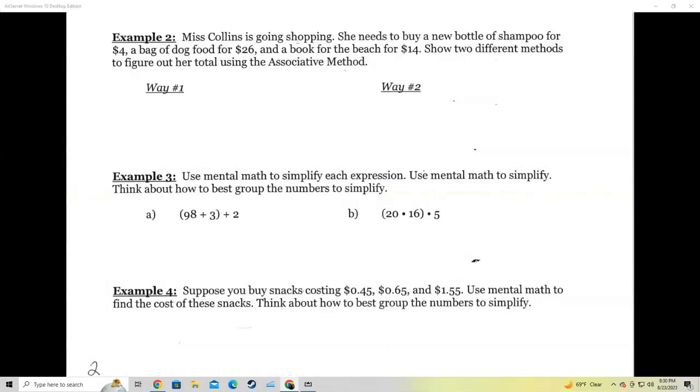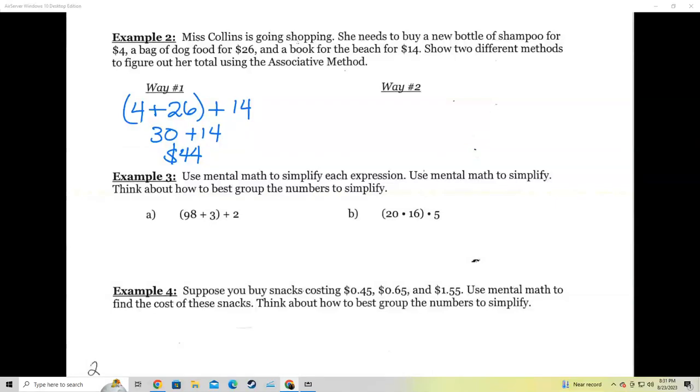The best way I like to think of this is like her going to 2 different stores. The first time she goes to the store, she's going to buy 2 items and then buy the last item at the second store. So on the first store, she's going to buy the shampoo for $4 plus the dog food for $26. That's at store number 1. Then she's going to go to the second store and finally buy the book. If I were to solve this, you got to do parentheses first. So 4 plus 26, that is 30. And then 30 plus 14 is $44 is what she spent.